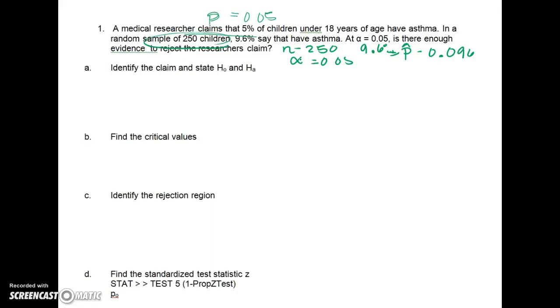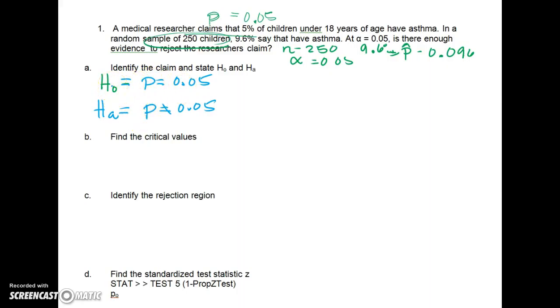So first thing that we want to do here for your steps is to identify the claim. Well, here's the claim, is that P is equal to 0.05. So my null hypothesis is that P is equal to 0.05. My alternative hypothesis is that P is not equal to 0.05. So as I'm writing these things, I'm thinking, okay, this is going to be a two-tail test because it's equal to for this one.